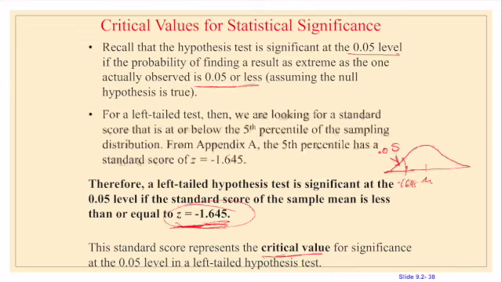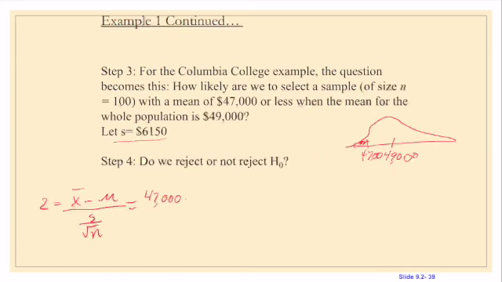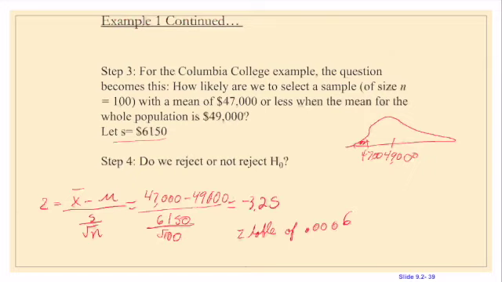I have z equals our sample mean minus our population mean over our standard deviation over the square root of n. So I have 47,000 minus 49,000 over 6,150 divided by the square root of 100, and I get negative 3.25 as my z-score. So I go ahead to my z-table and I find a value of 0.0006. So there's a 0.06% likelihood of this occurring by chance.